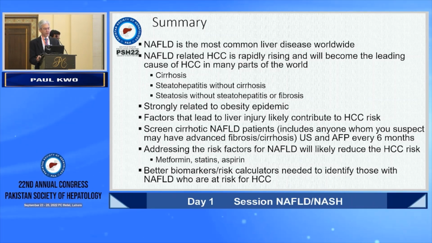Again, screen right now cirrhotic NAFLD patients as well as those with advanced fibrosis. I don't think that's controversial anymore, and I look for every opportunity to have our patients who have NAFLD, if appropriate, go on statins, aspirin, anything to reduce the risk. We obviously need better biomarkers and risk calculators to identify those with NAFLD who are at risk for hepatocellular carcinoma. And in this particular disease, it's very early, and hopefully in the next 10 years, we'll have substantial contributions that will allow us to reduce the morbidity and mortality in this very, very large and growing population.